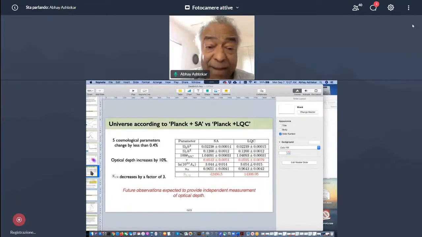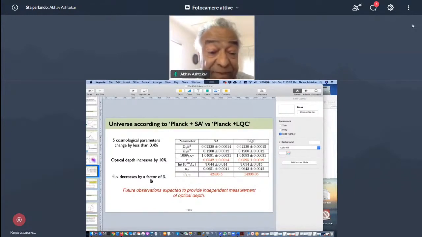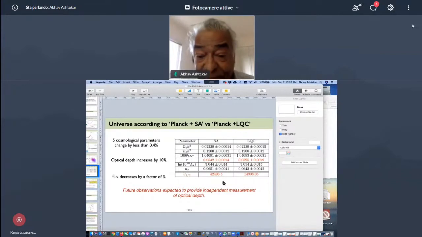So what about the cosmological parameters? Well, 5 of the cosmological parameters, their values are not changed by the loop quantum cosmology correction at all, but the optical depth is increased by about 10%. Those 5 parameters you see up here are changed very little, and the differences between the two are very small. But for the optical depth, it is really 0.542 to 0.595, which is about a 9.8%, or almost 10%, increase. And this really is the important reason why the lensing amplitude anomaly is removed. And then S_{1/2}, as we said, is decreased by a factor of 3, from about 42,500 to about 14,300.